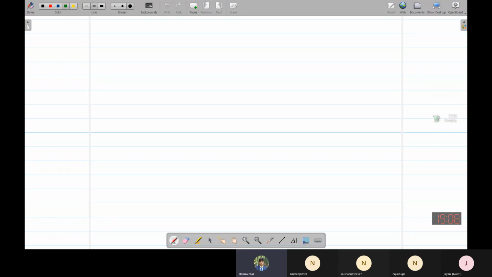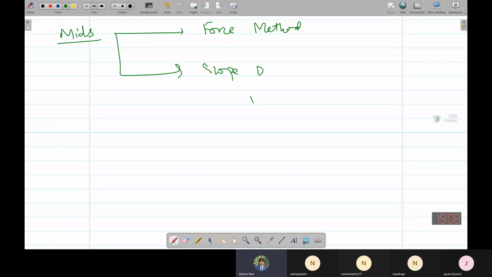We are doing this for structure analysis for mids. For mids, there are two topics. First one is force method, and the second one is slope deflection method. I'll try to cover force method today, then we can have another one for slope deflection. Let's go through the first method today completely. Okay, so force method.